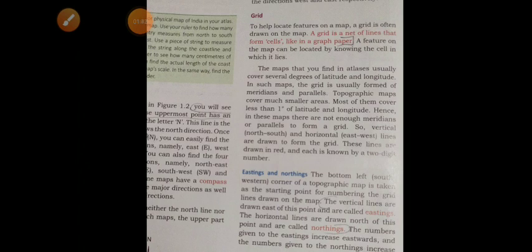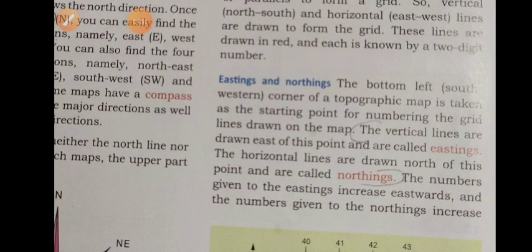Okay, and then we learned about the northing and easting. What is northing and easting? The vertical north-south lines drawn on a topographic map are called easting. And what is northing? Horizontal, east-west lines drawn on a topographic map are called northing. These are the important terms related with lesson 1.